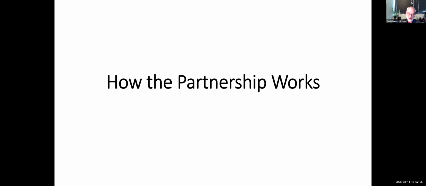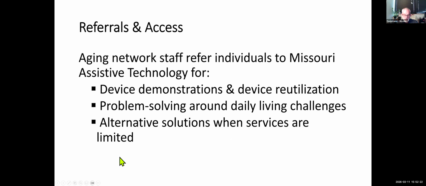And so I don't think we've ever had a formal partnership, but we have been working in the aging arena and have had these conversations and been helping each other out, again, like we'll see here with the caregiver program. And so let's move on, and I'll give you a couple of examples of some of the things that we're doing here in Missouri.